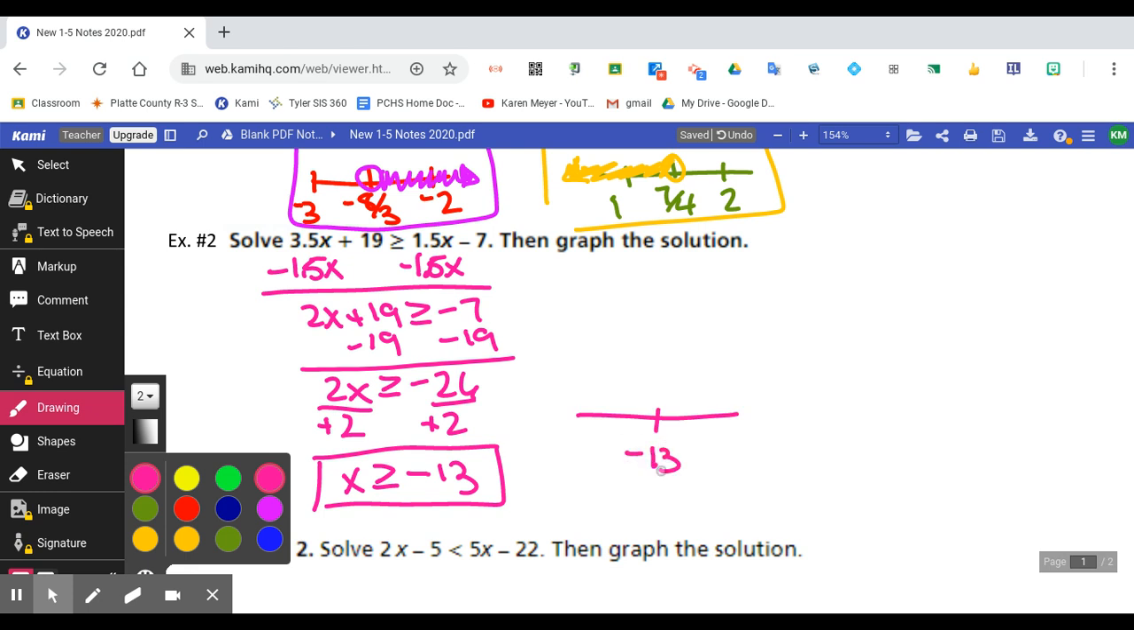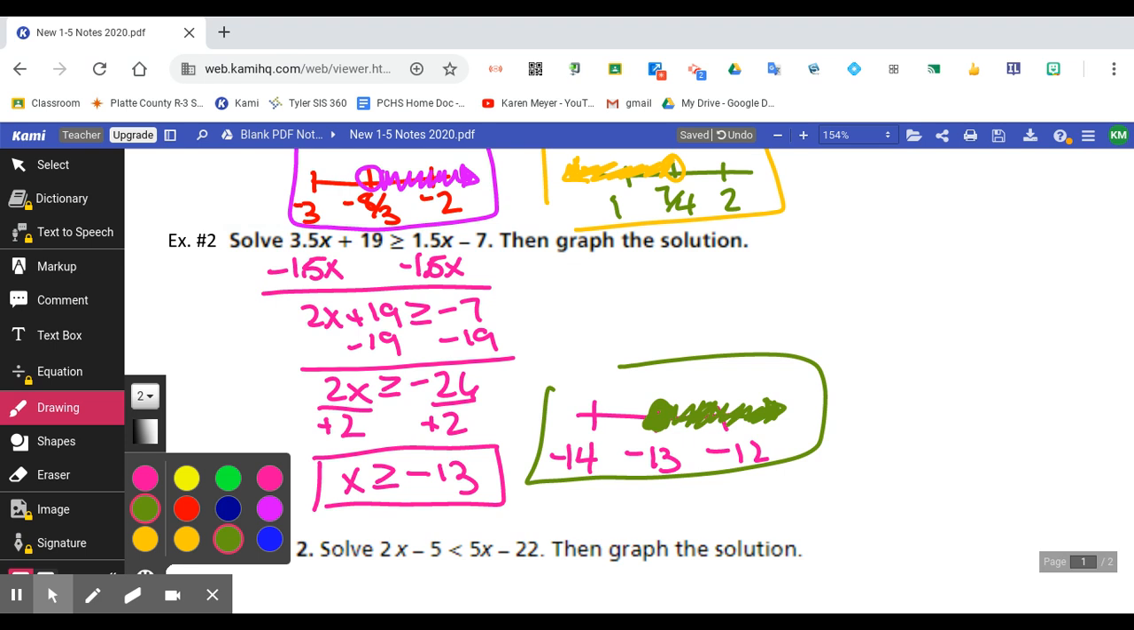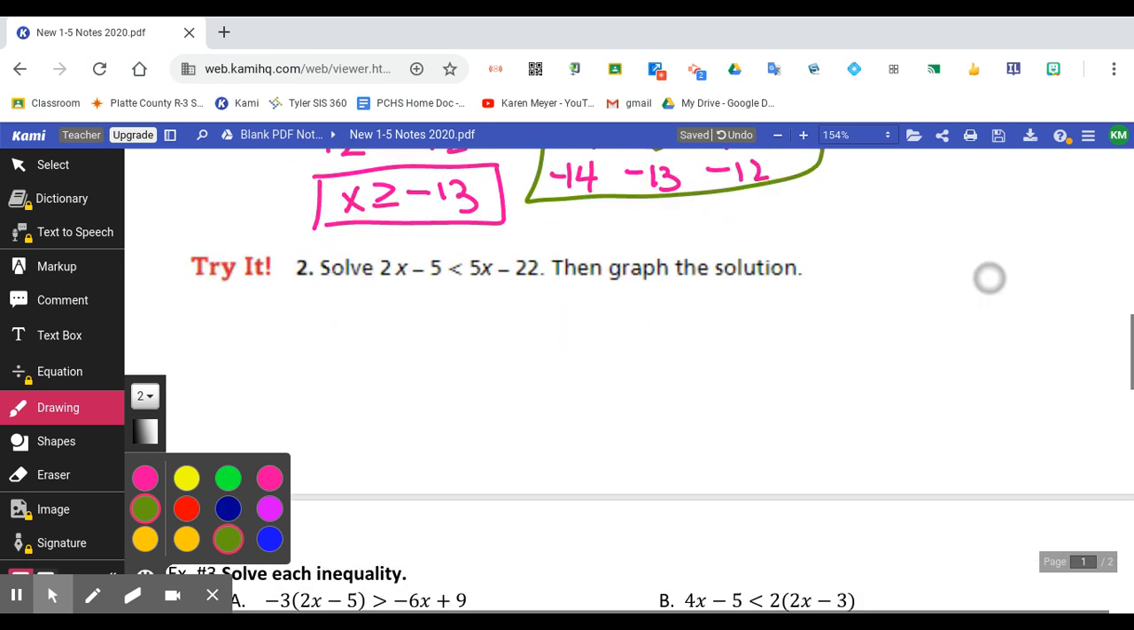So then here's my number line. And we have the or equals to, so you should be thinking closed circle. And then greater means you're going to go to the right. And there is my answer for the number line. So now you try it.